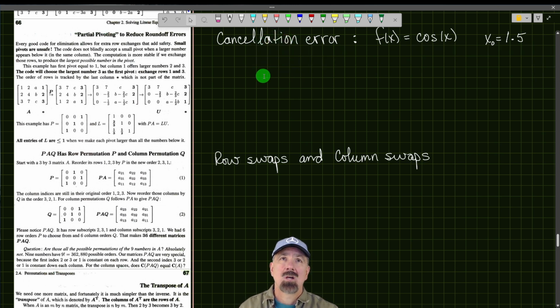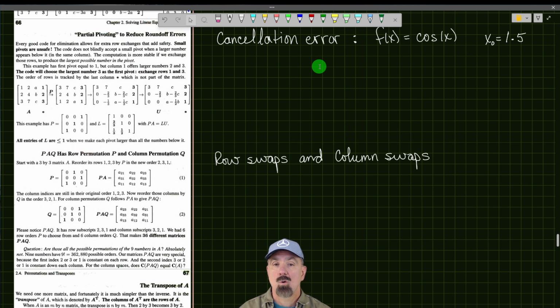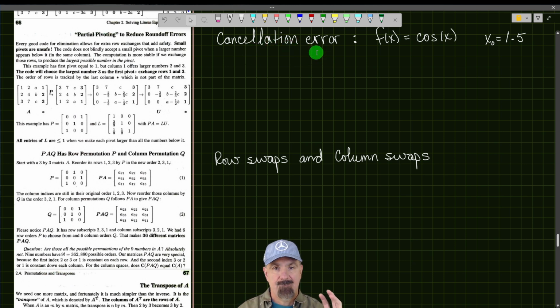So what I want to do is just orient you to what cancellation error is, because this is one of the more important topics from numerical analysis, and I know a lot of you are not going to have the opportunity to take a numerical analysis course, but it's important to understand what cancellation error is and how it affects what we can do with our computation within a computer.